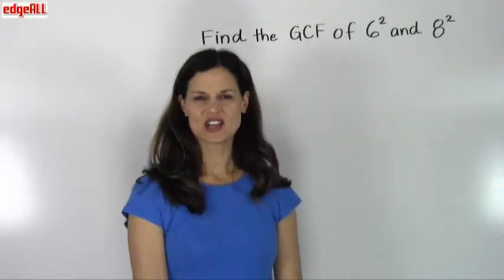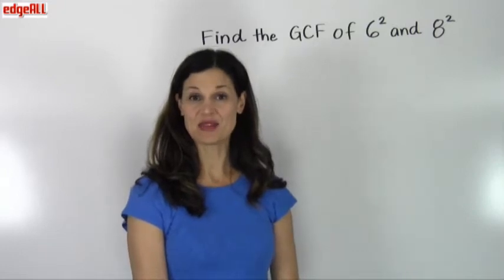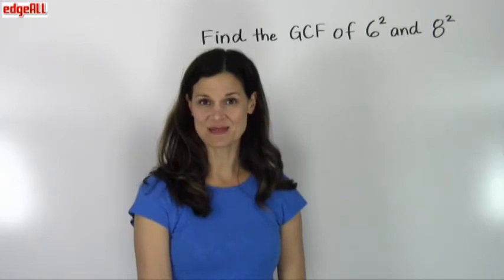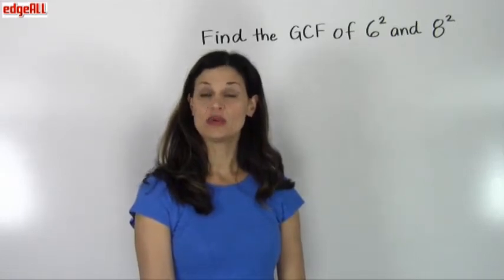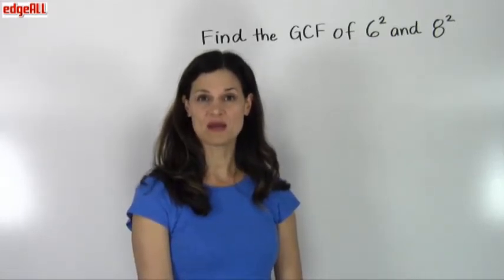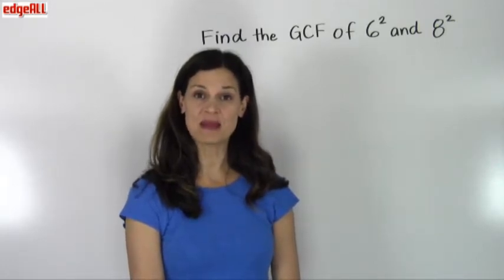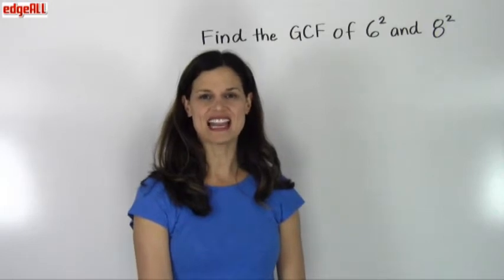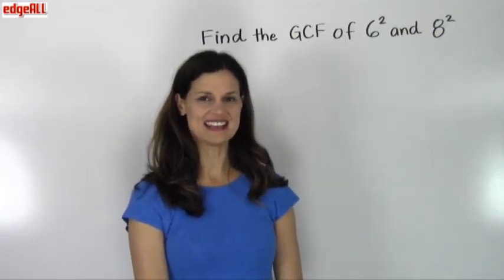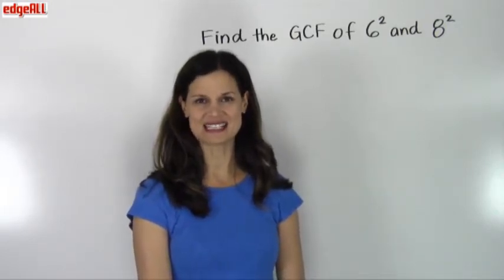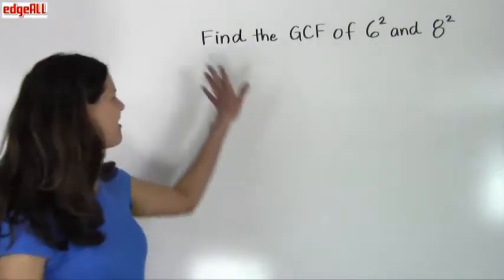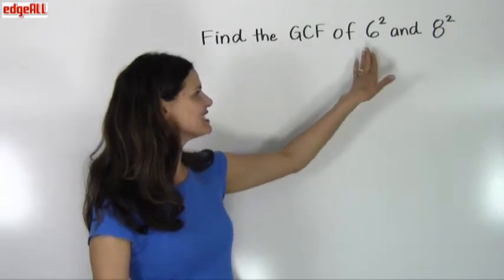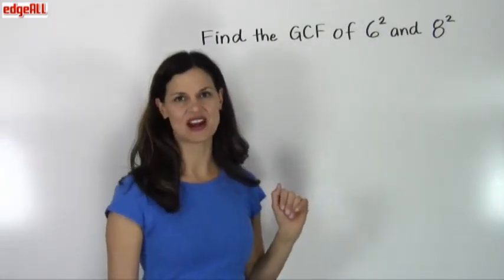Finding the greatest common factor of numbers with exponents works mostly the same as with non-exponent numbers. You will remember that we find the greatest common factor by performing the prime factorization of each number. The difference is that in this example, the numbers are expressed using exponents. So I have a problem that tells me to find the greatest common factor of 6 squared and 8 squared.